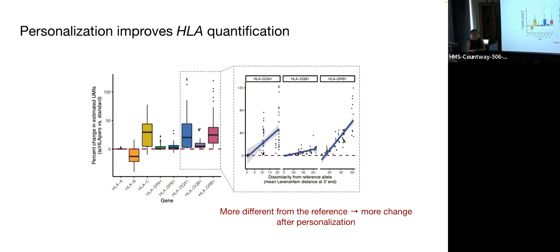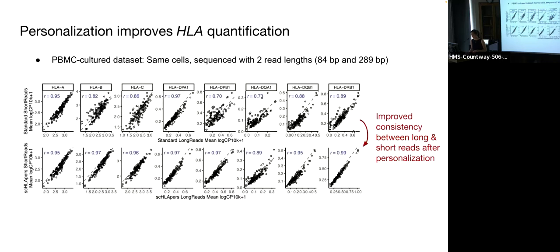And importantly, it has to do with how different someone's alleles are from the reference genome. So for example, if someone has the same exact alleles as the reference, their expression estimates don't change much when we personalize the reference. But for individuals who have more different alleles from the reference, they tend to have higher increases in their estimated expression. And this second analysis really helped convince us further that the pipeline is working correctly.